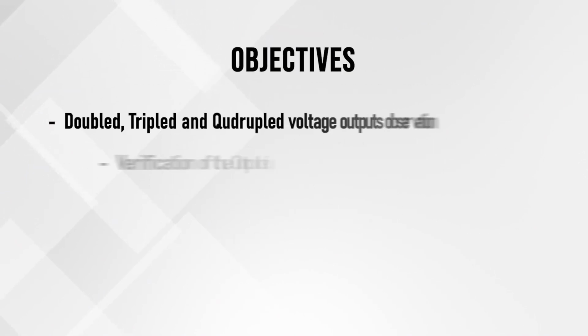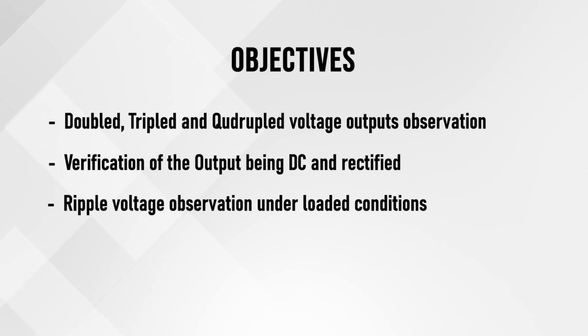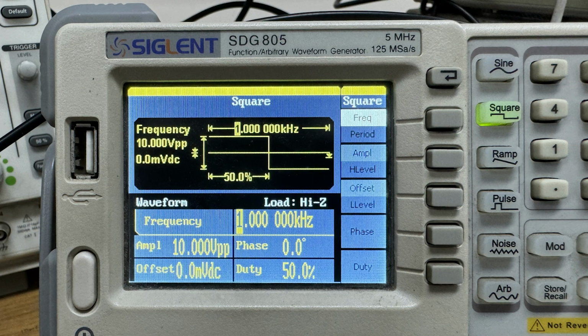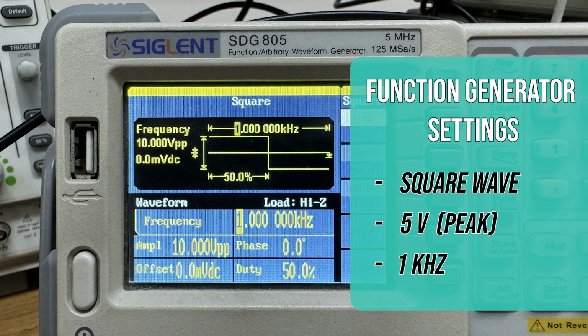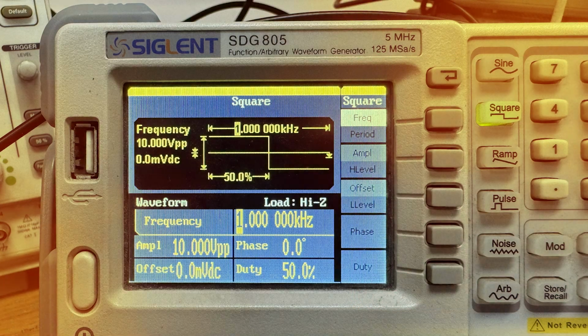The primary objective of this circuit implementation is to observe the different levels of output voltage multiplication. We will also verify that the output is DC and properly rectified along with the observation of ripple voltages under loaded condition. For the input of the circuit, to facilitate easier charging and discharging of the capacitors, we chose a square waveform having 5 volts peak with 1 kHz of frequency.